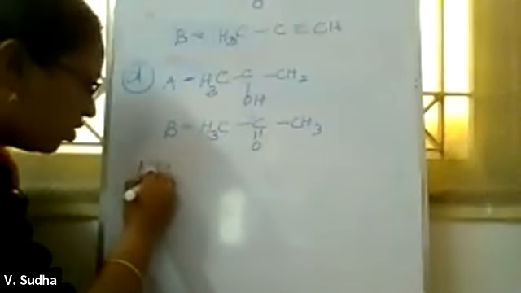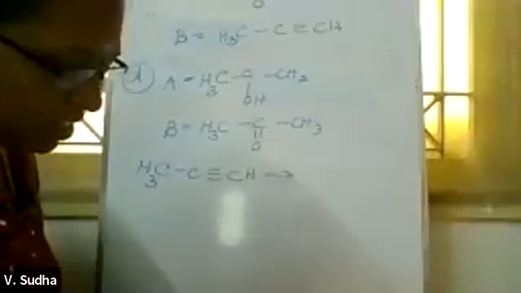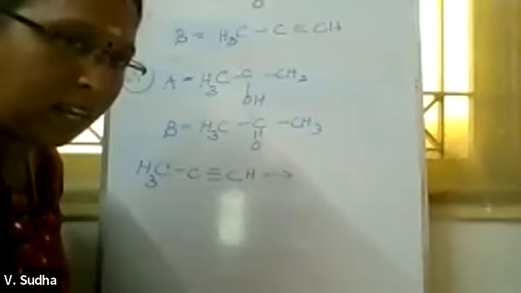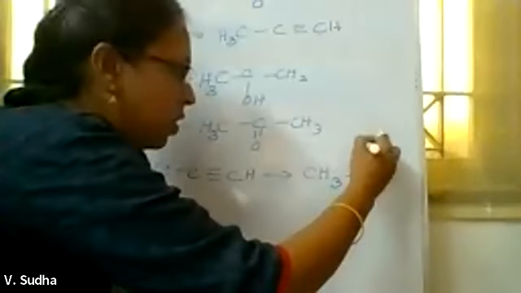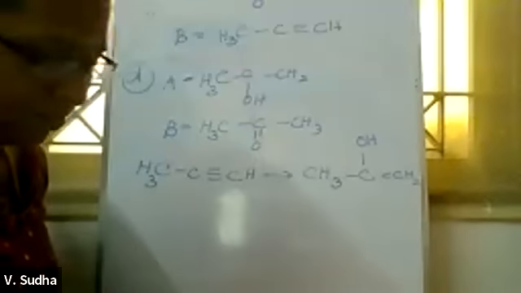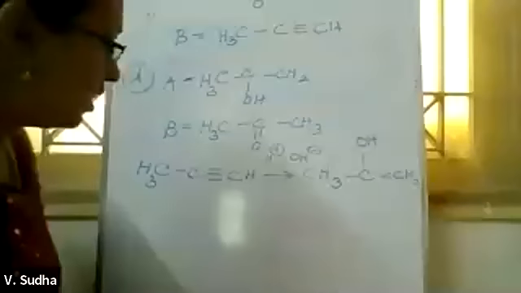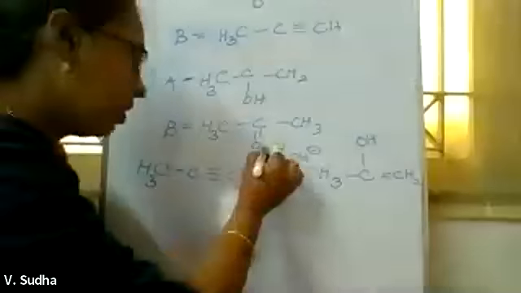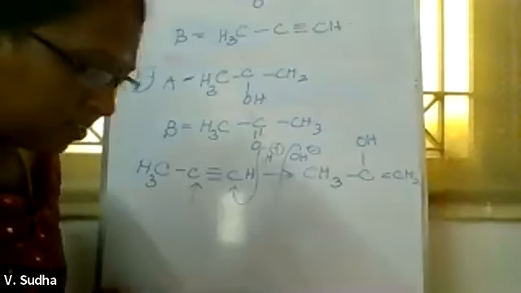In the reaction, CH3, C triple bond CH is treated in the presence of acid, followed by HgSO4, mercuric sulfate. So this is CH3C(OH) double bond CH2, H plus OH minus with respect to water. This is the intermediate. Then tautomerism will take place in this.